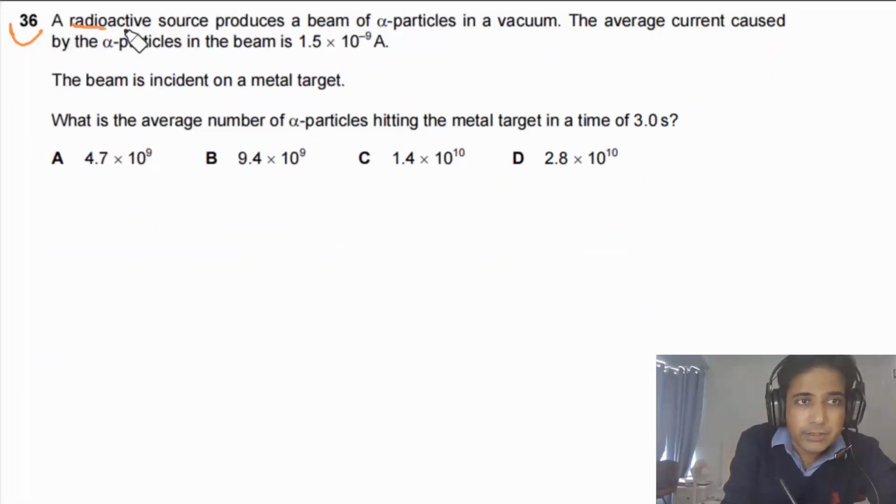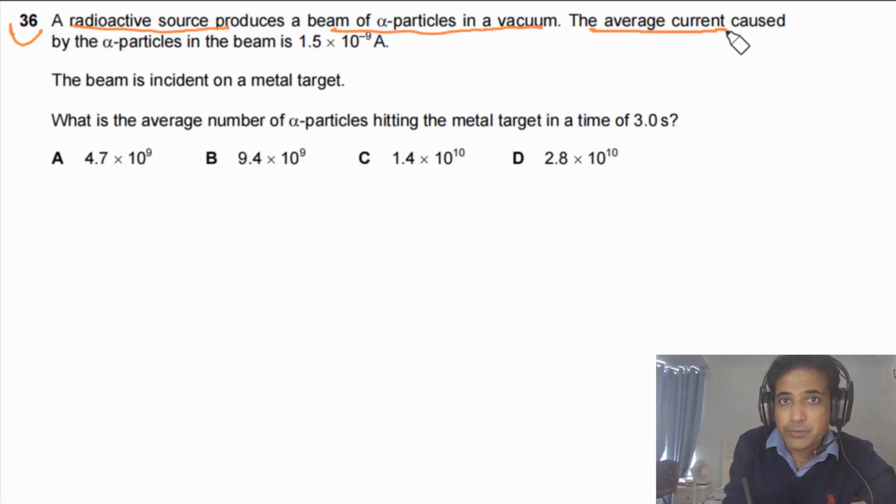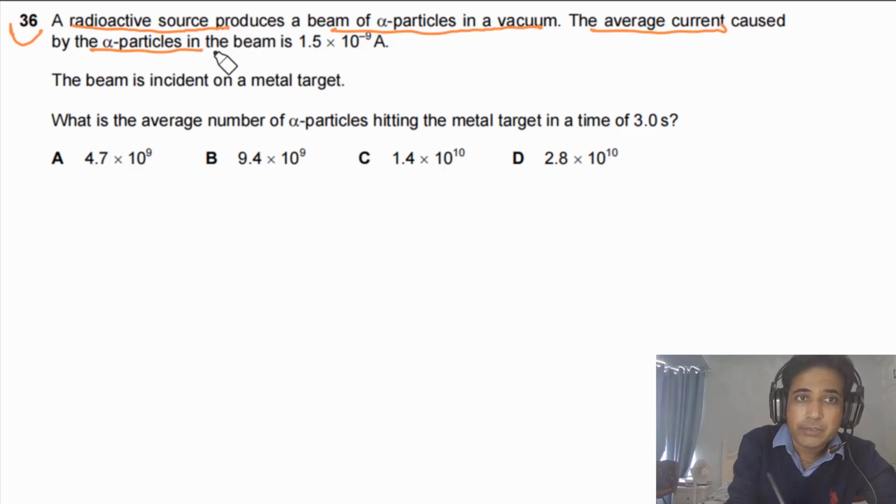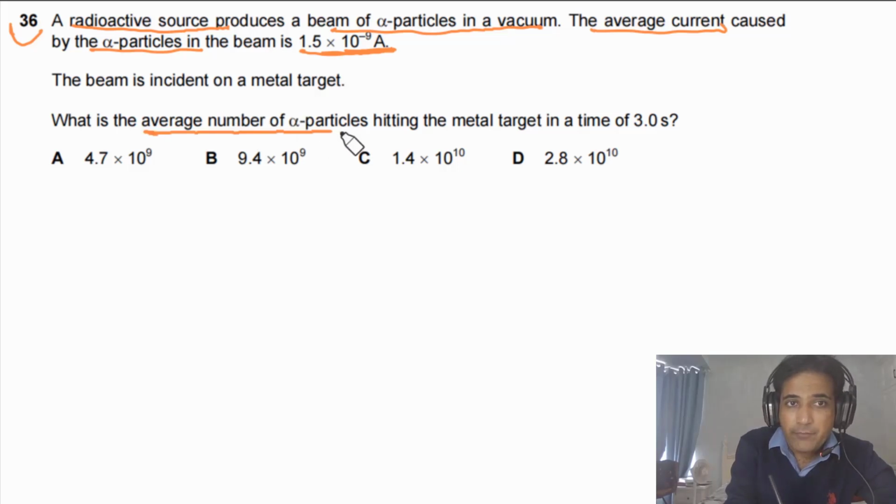Question 36 says, a radioactive source produces a beam of alpha particles in a vacuum. The average current caused by the alpha particles in the beam is 1.5 times 10 to minus 9 amperes. The beam is incident on a metal target. What is the average number of alpha particles hitting the metal target in a time of 3.0 seconds?